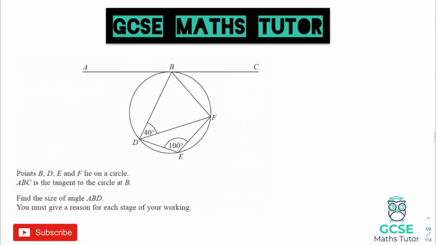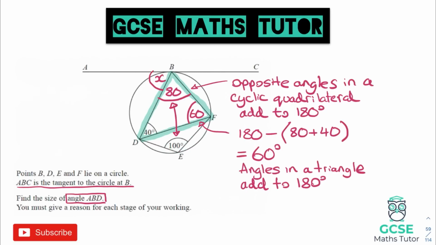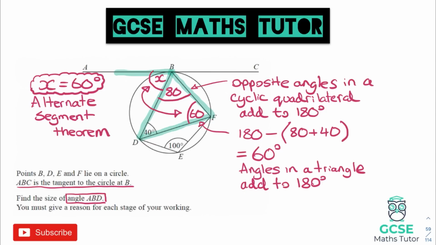For this one you have a cyclic quadrilateral, and we also have a triangle that meets a tangent, so we also have the alternate segment theorem. So it's asking for this angle here. We know that opposite angles in a cyclic quadrilateral add to 180. We could find that one there. Angles in a triangle add up to 180 as well, and then we could actually apply that using the alternate segment theorem, which was a nice relatively quick question, but obviously there's lots that you could be asked.